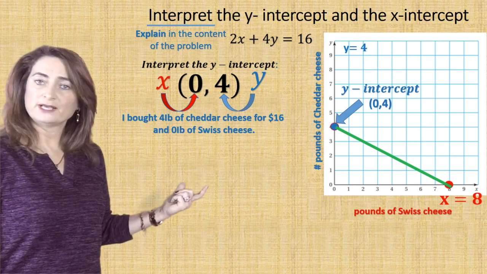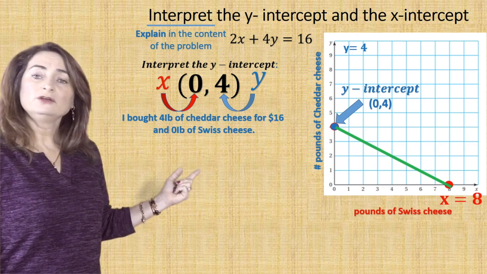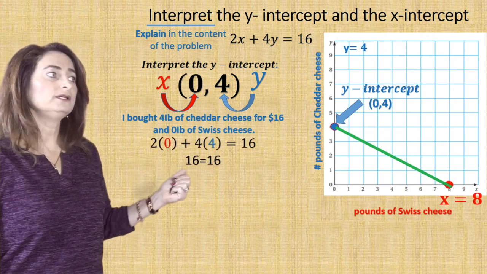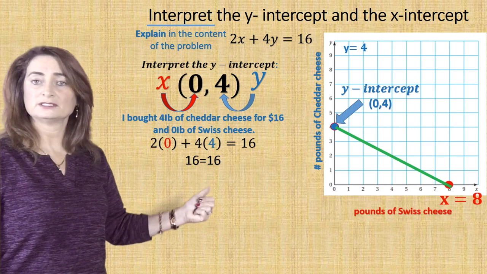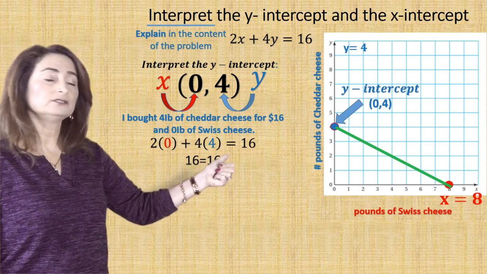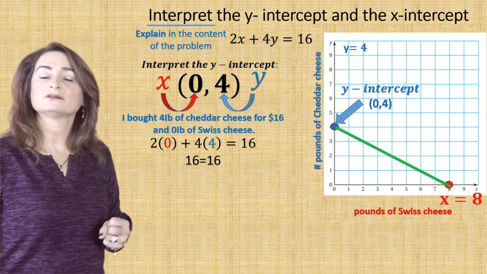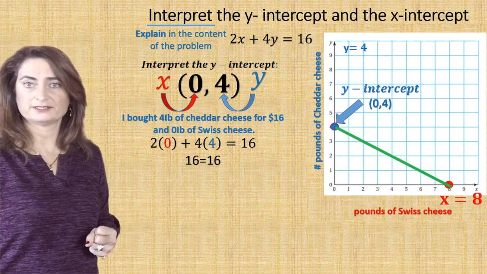If you want to make sure your answer is right, write the equation, substitute x with 0, y with 4. 2 times 0 is 0, you end up with 4 times 4, 16. Yes, $4 per pound, and you bought 4 pounds, so you spend all $16 on cheddar cheese.